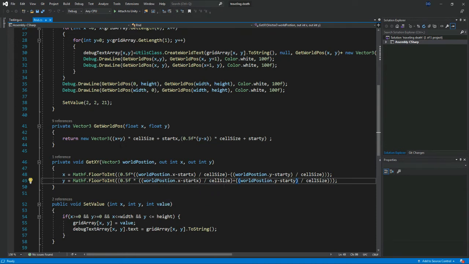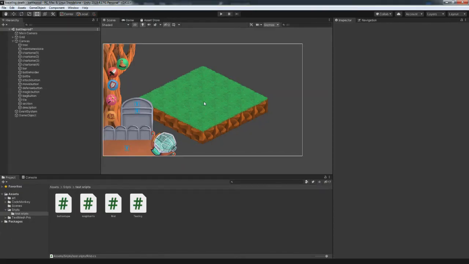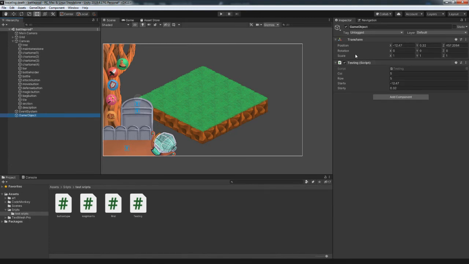Because since this is isometric, I have to change it to isometric, and the start X and Y is to make sure I get it to the position I want it to be. And instead of the graph always starting at 0, 0, I can get it to start where I want it to start, which is this position.